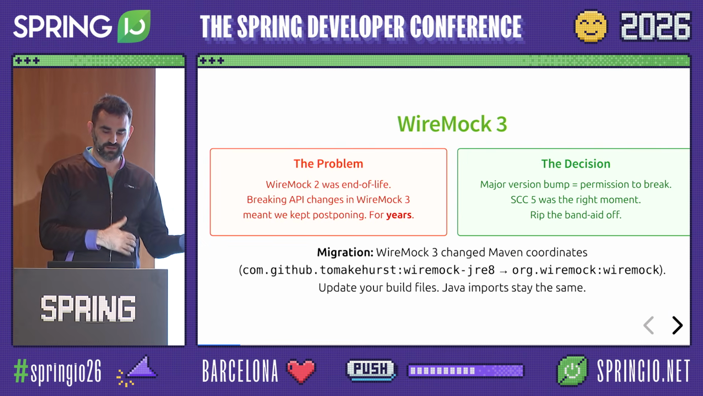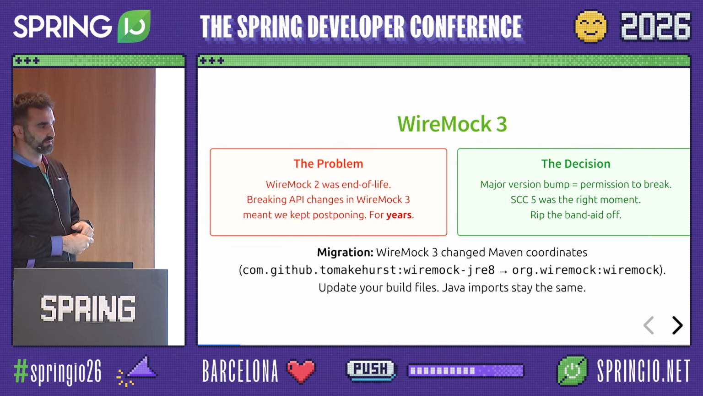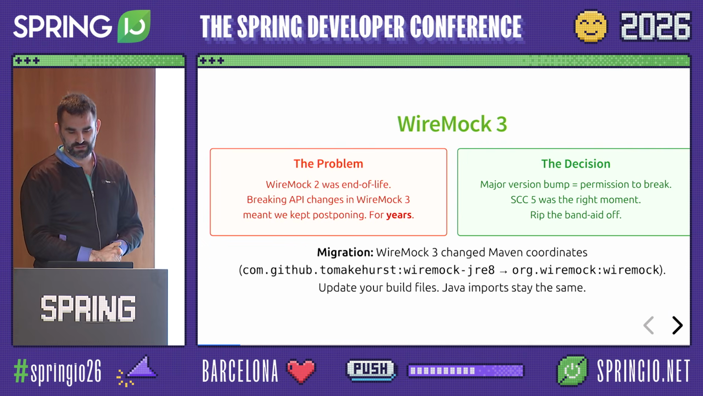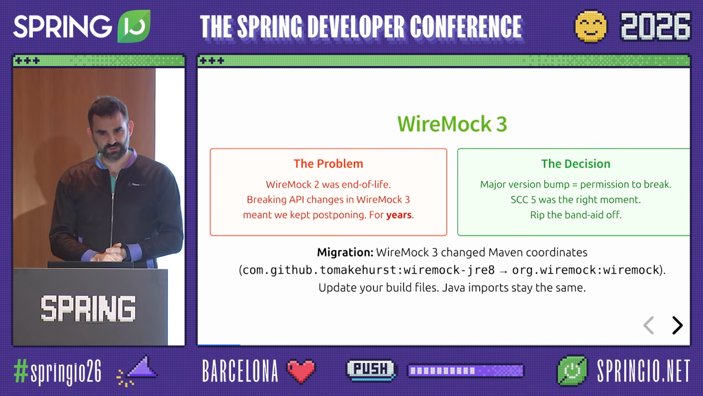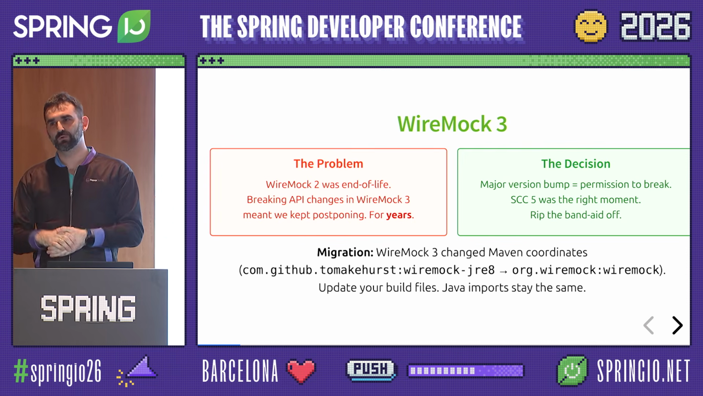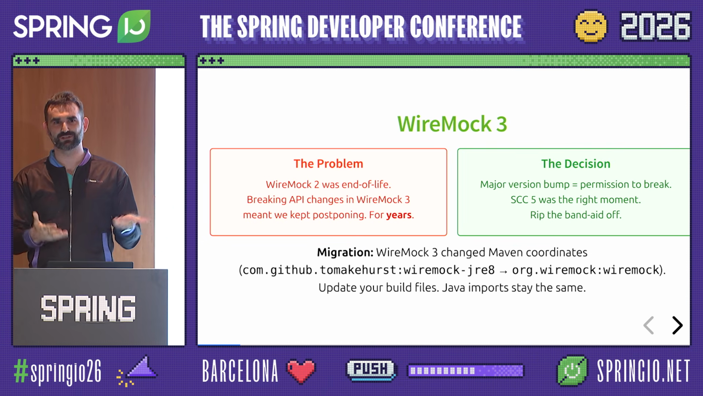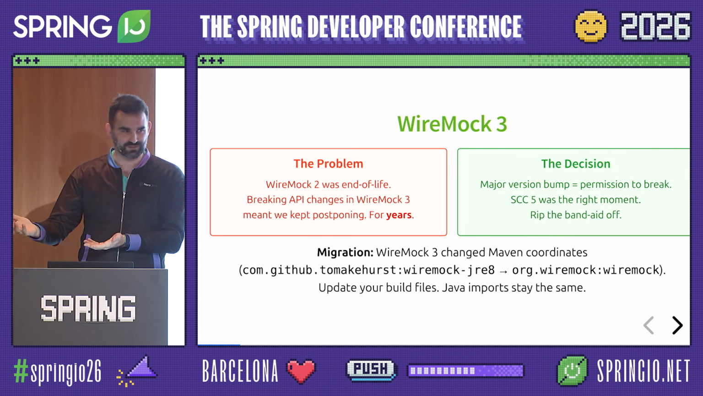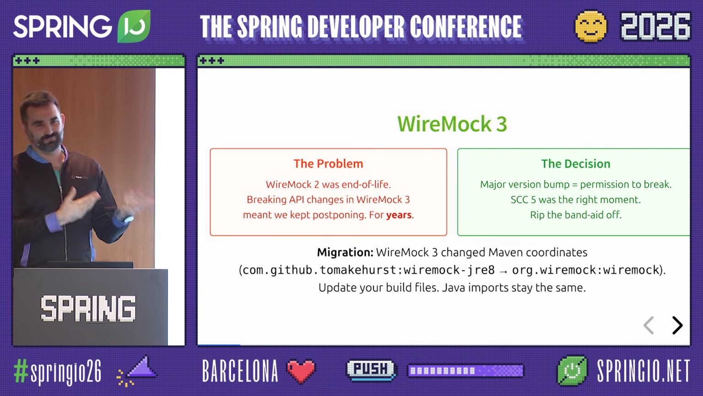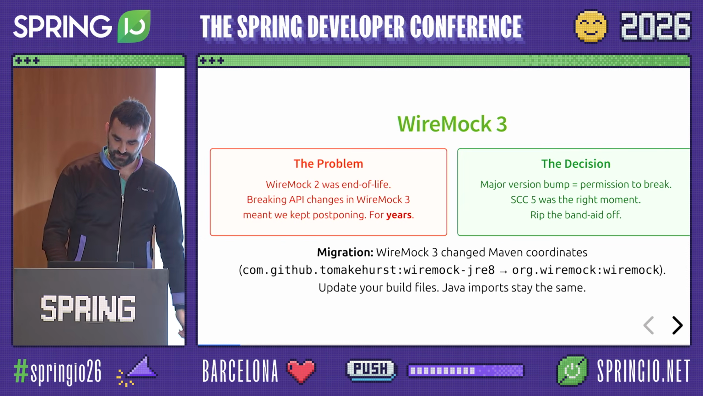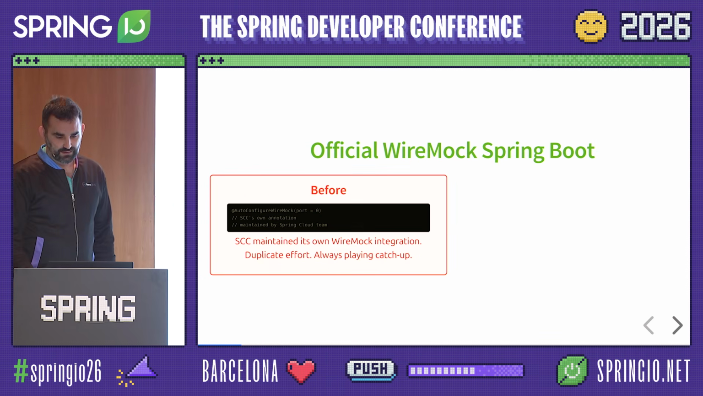If you're migrating, remember the group ID for WireMock has changed. Java imports stayed the same, which is why it was a little bit frustrating, because theoretically there's literally nothing blocking us from migrating. But there was, right? Because of the dependencies.